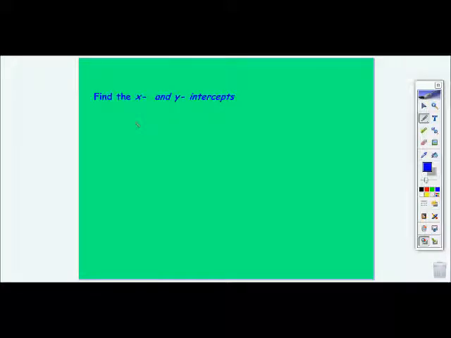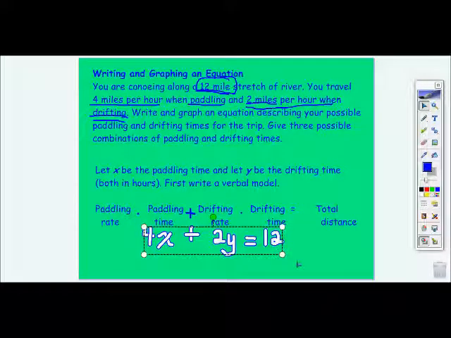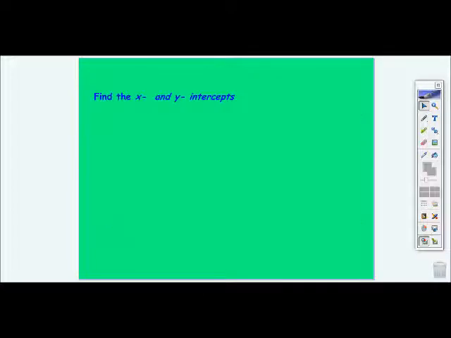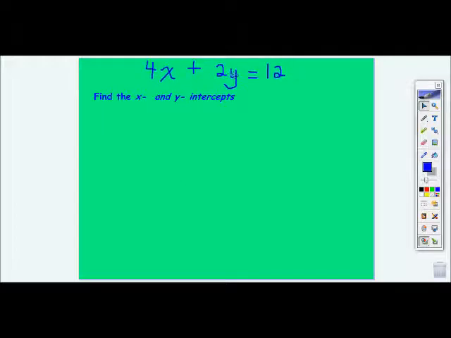Taking that equation, we're going to find the x and y intercepts. Let's go ahead and do a quick copy and paste. We have our equation of 4x plus 2y equals 12. Again, to find the x-intercept, we'll set y as 0. So we have 4x, the variable we want to solve for first, plus 2 times 0.